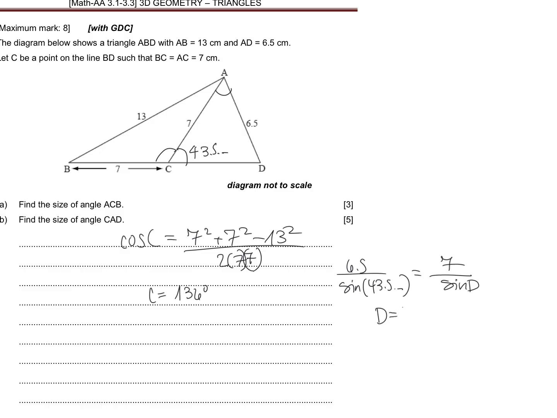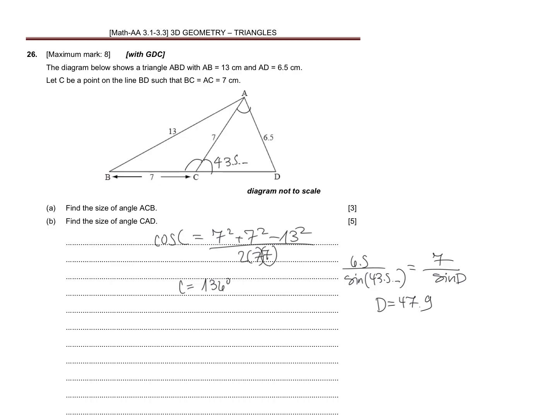So we get D is 47.9. We could do triangle 1 and 2, but I don't think we need to here. But anyway, so we do 180 minus those two angles, 47.9 and 43.5. You get that angle A is going to be 88.5 degrees.